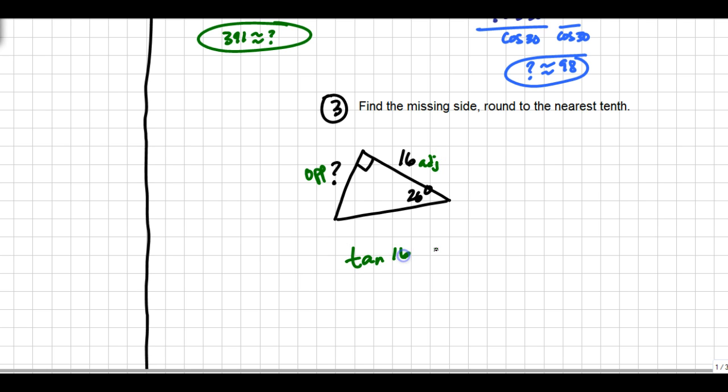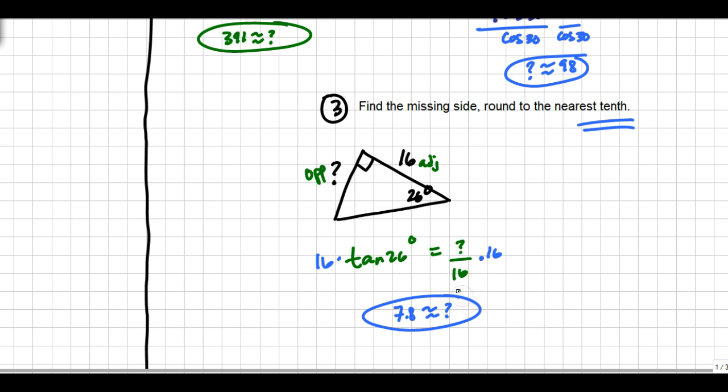So we would do tan of 16 equals opposite over adjacent for TOA, and then I'm going to multiply on both sides by, that angle should have been a 26. So then to solve for the question mark, I would multiply both sides by 16. You type that in. If you round it to the tenth as it asks, you should get about 7.8.